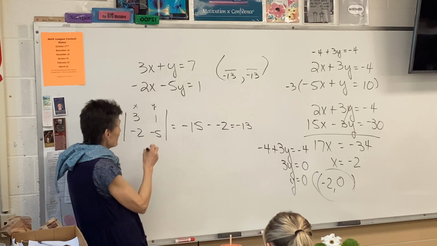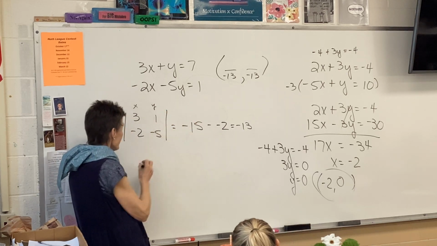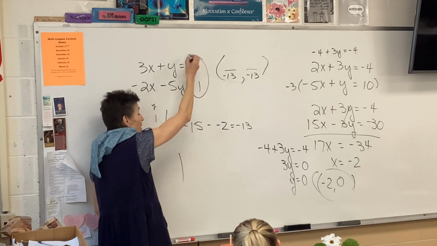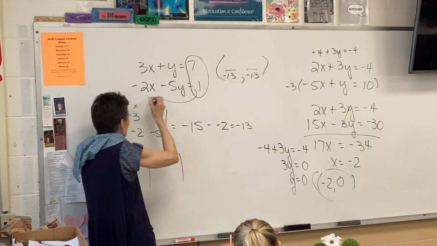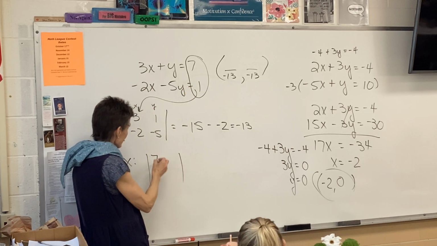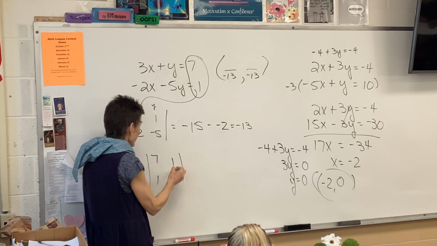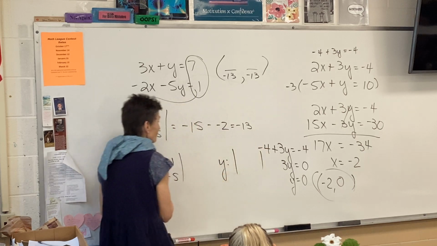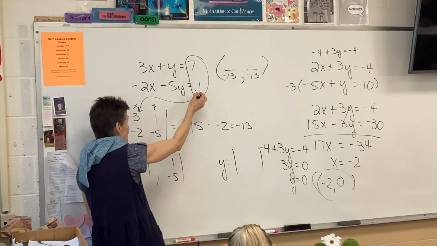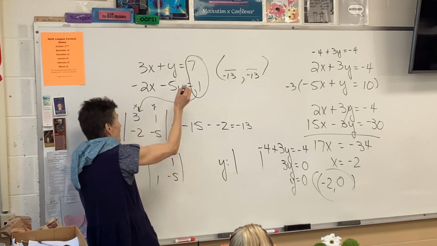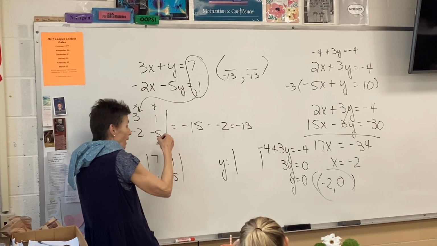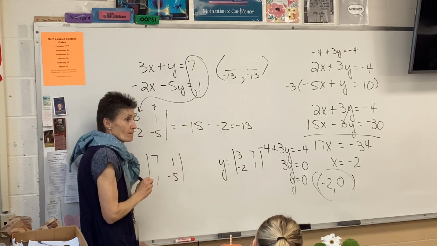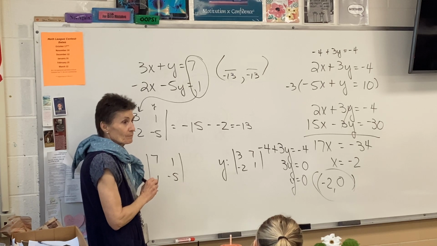Now, to find the somethings, there's an x and a y. To find the x, I cut these out, right? And I paste them in on top of the x numbers. So 7, 1. And then 1, negative 5. To find the y, I do exactly the same thing, only instead of pasting the 7, 1 on the x's, I paste it on the y's. Okay, very easy, very easy.